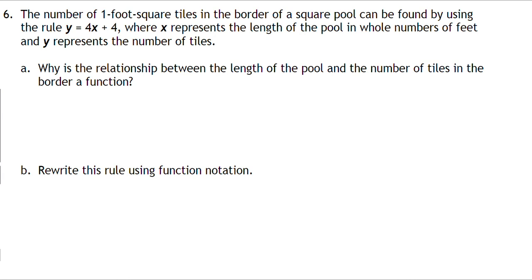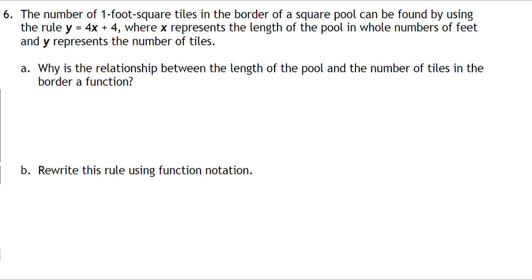Number 6. The number of 1-foot square tiles in the border of a square pool can be found by using the rule y is equal to 4x plus 4, where x is representing the length of the pool in whole numbers of feet, and y represents the number of tiles. So we have two questions about this scenario, which we've studied last week.